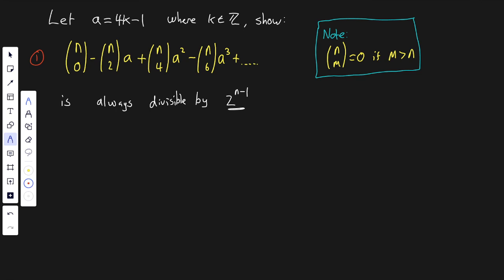Now, they want us to prove that this tricky looking binomial is always divisible by 2 to the n minus 1, where a is defined as so. Now, this is quite tricky and I recommend trying it yourself. It's quite a fun problem. There's lots of different ways to do this.